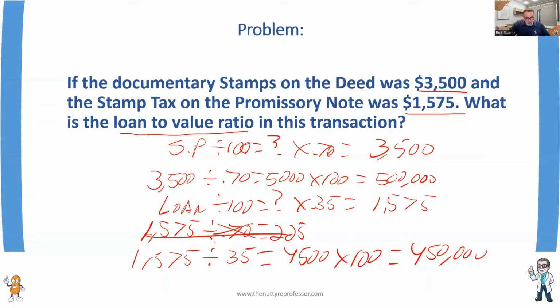I made an error here. As you can see, I'm an instructor and errors happen. I'm not gonna edit it out. I'm going to show you that errors happen all the time. So now you have 450,000 divided by 500,000, and you're going to get 90%, and that is your loan to value.